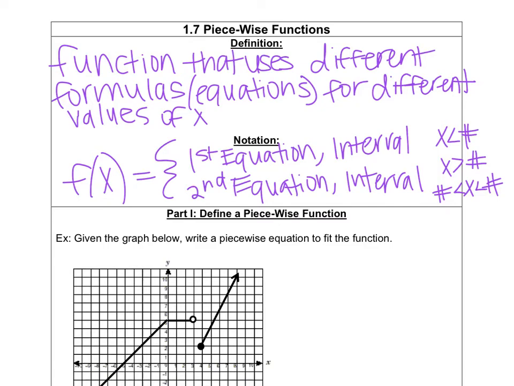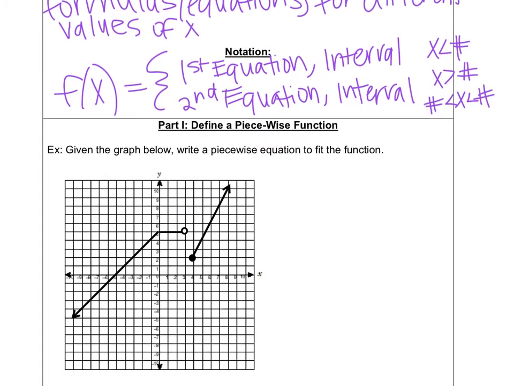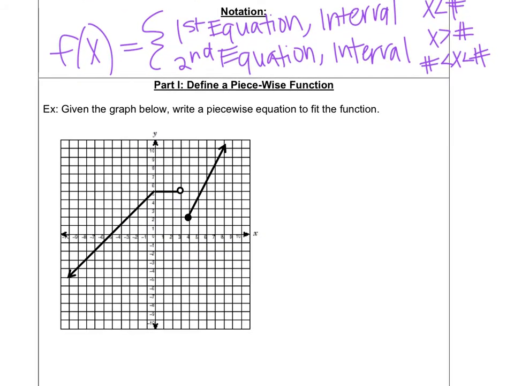Okay, moving on to part 1. So given the graph below, write a piecewise equation to fit the function. So here's our piecewise graph, and we're going to actually write an equation out to represent this. So I'm going to use 3 different colors. Let's start with this graph that I'm highlighting in purple.